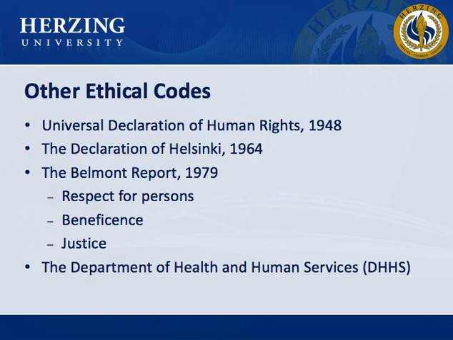Other ethical codes include the Universal Declaration of Human Rights in 1948, the Declaration of Helsinki in 1964, the Belmont Report in 1979, which included respect for persons, beneficence, and justice, and the Department of Health and Human Services, DHHS.